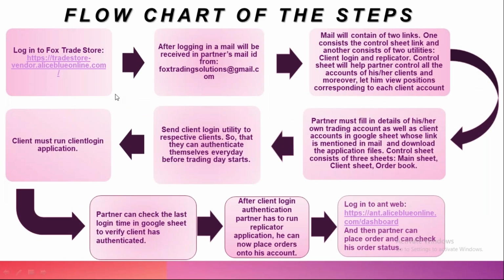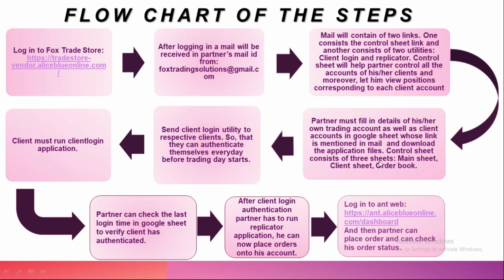So this is the process flow. You just buy a product from a trade store, and you'll get the credentials or the files, which will contain two links. One would be for the Google Sheet, and the second would contain two utilities: one would be the client login utility, and the second would be the partner login utility.